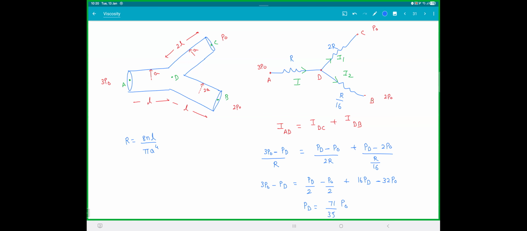Once you got this, you're done basically. You want to find current in A to D, so take PD and substitute here. This is the current in DC. This is the current in DB. So you got everything there.